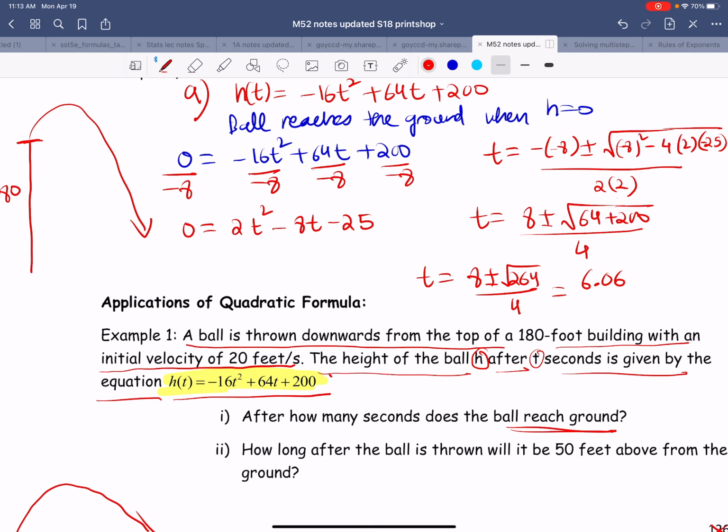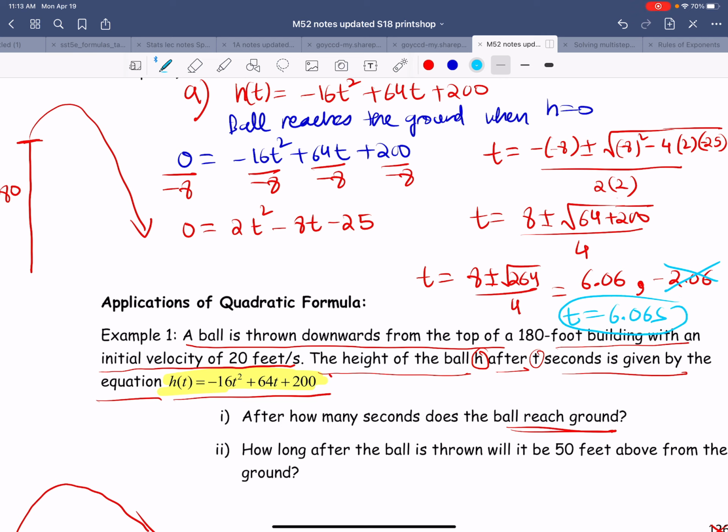And the other answer, I'm going to have to replace the negative sign in the middle. 8 minus square root of 264 divided by 4. That turns out to be negative 2.06. So I get two answers, negative 2.06 and 6.06. I know time is never negative. So distance and time are never negative. They're always positive. So I would say that negative 2.06 is not okay. My only answer is t equals 6.06 seconds.